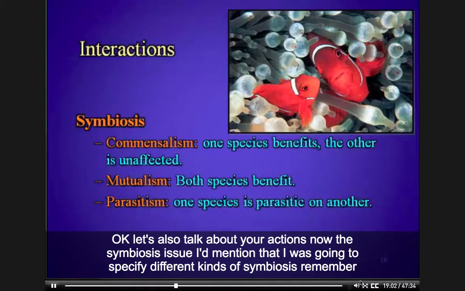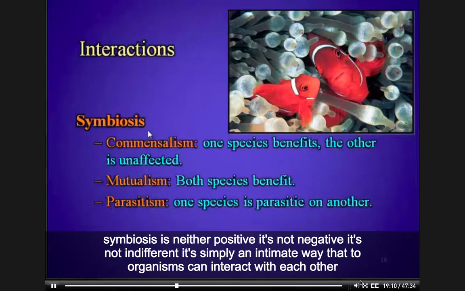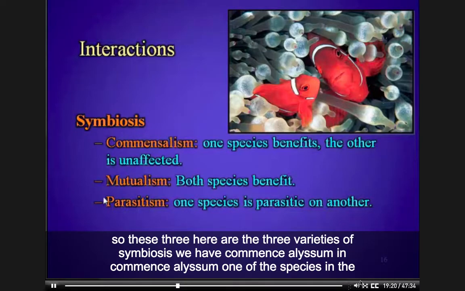Okay, let's also talk about interactions now, the symbiosis issue. I had mentioned that I was going to specify different kinds of symbiosis. Remember, symbiosis is neither positive, it's not negative, it's not indifferent. It's simply an intimate way that two organisms can interact with each other. So these three here are the three varieties of symbiosis.